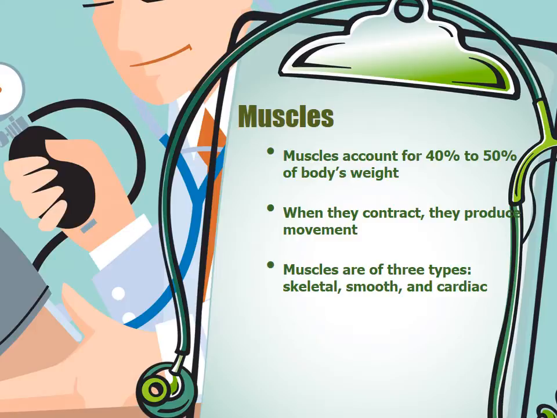Muscles are of 3 different types. We have skeletal muscle, we have smooth muscle, and we have cardiac muscle. Cardiac muscle is self-explanatory. It is the muscle of the heart. Smooth muscle is going to be in areas like our respiratory tract and our GI tract, and of course skeletal is what the majority of our muscle is composed of.